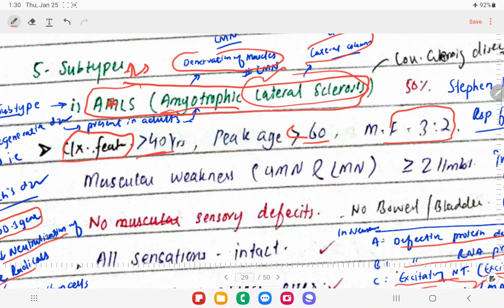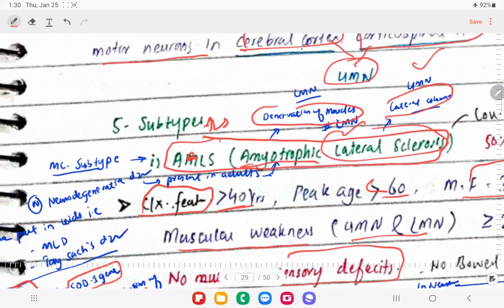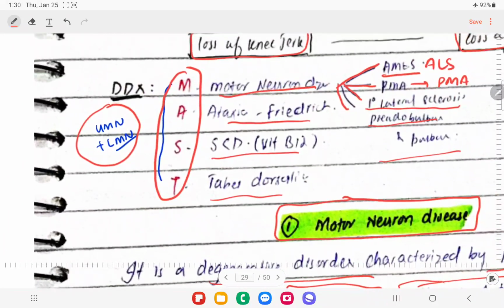So the patient is going to come with muscular weakness and will have upper motor and lower motor types of features in the same patient, right? And there will be no sensory deficit. If we talk about other diseases, this is a motor neuron disease.